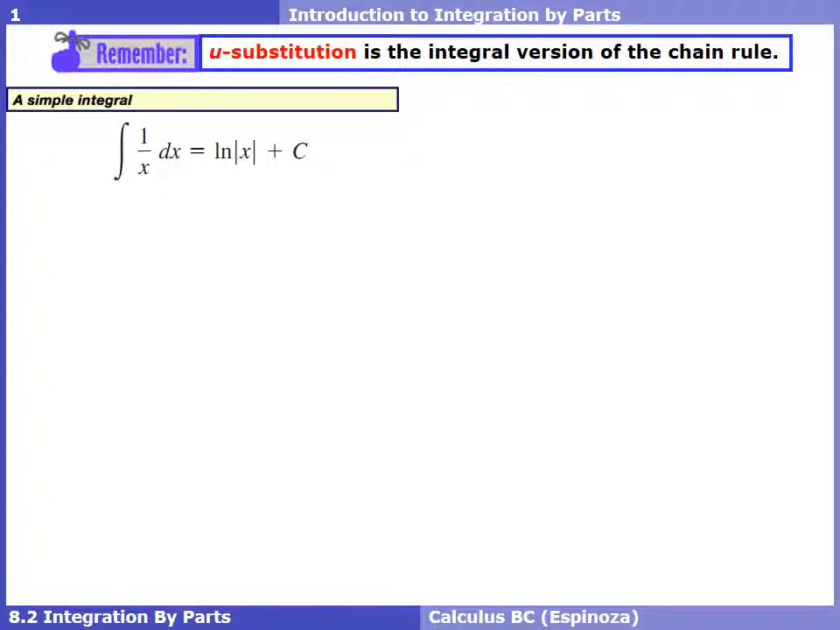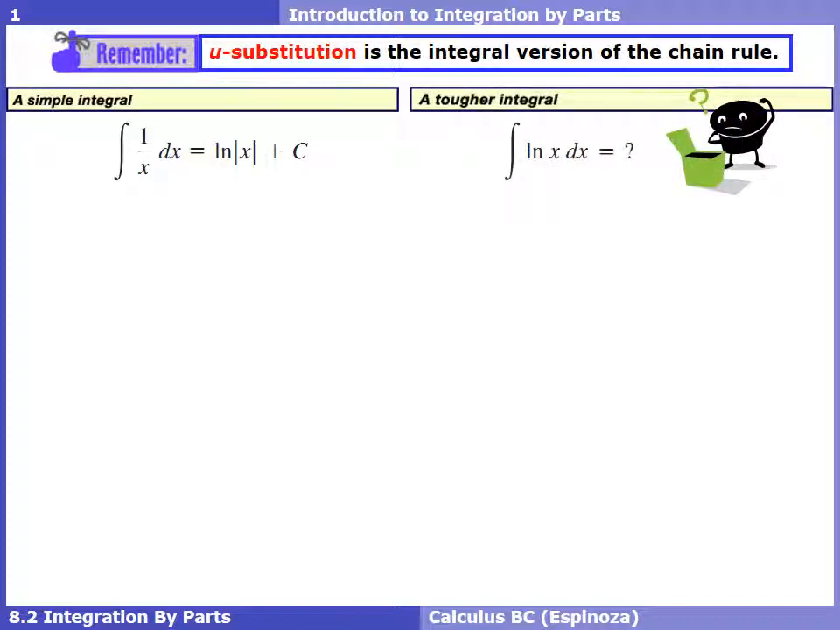So maybe a simple version of an integral here would be that we know the integral of 1 over x dx is equal to the natural log of the absolute value of x plus c. Of course, this could have been written as 1 over u du equals ln absolute value of u plus c in case that problem required a u substitution. But as a simple integral, we're just going to say it's 1 over x dx. A problem that we weren't able to address back in chapter 5 was the integral of a natural log function. We really haven't had that ability, and we're going to try to develop that ability here in this lesson.